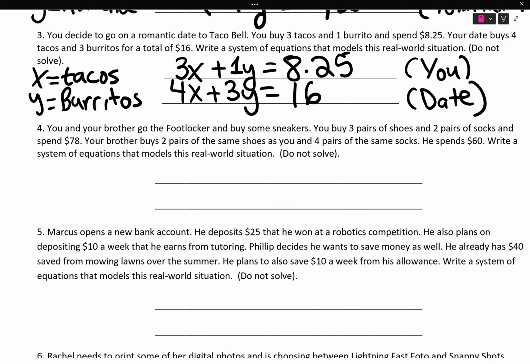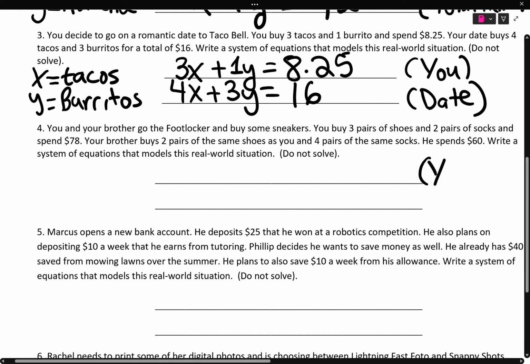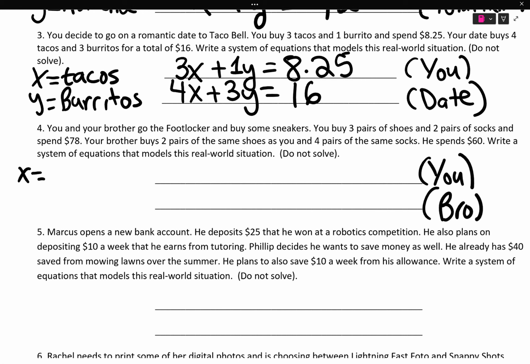Now, once again, we don't have 2 different total items and total money. We have 2 different people, and they buy similar things. So my equations are going to be about us and our brother, but our unknowns are the costs of shoes and socks. So X is shoes, Y is socks. Those are the 2 items which we don't know the prices of.